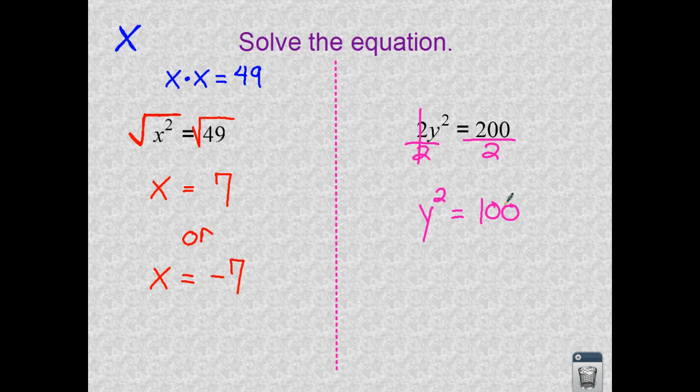A common mistake would be stopping there, because you know we don't have the value of y. We have the value of y squared. So think about what you would do to both sides in order to solve for y. Good. The opposite of squaring a number is taking the square root. Whatever you do to one side, do to the other. So the square root of y squared is y, and the square root of 100 is positive and negative 10.